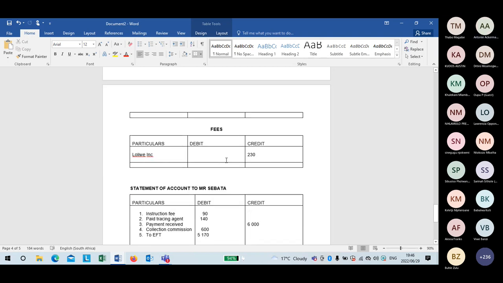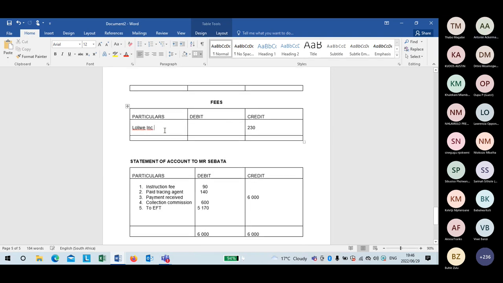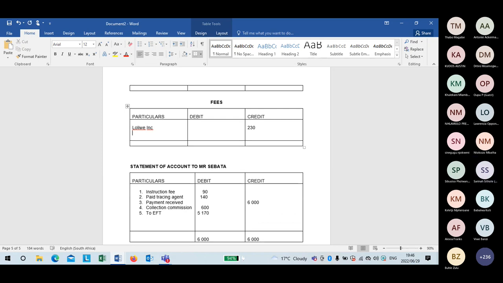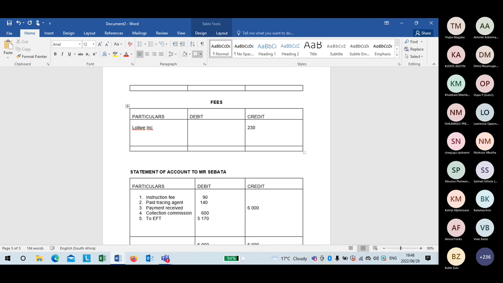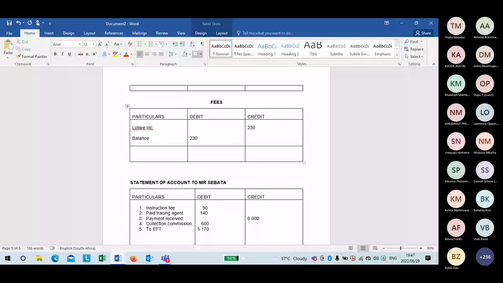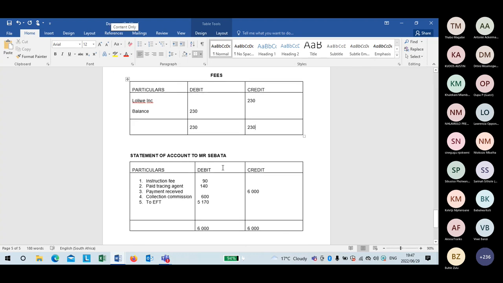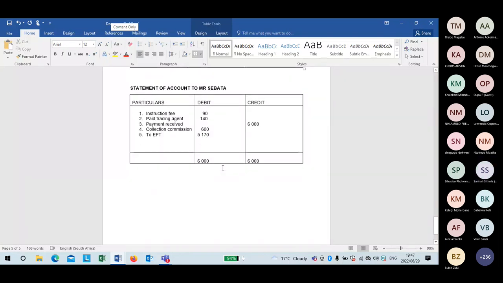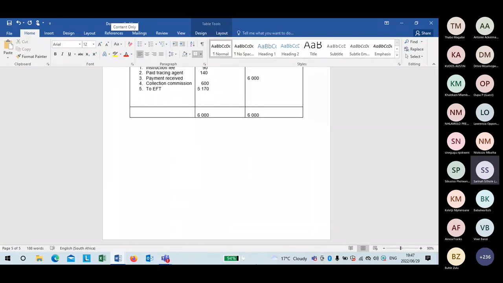And yes, the same will go for your fees. You can simply say here, just below Loliwe Inc., under the fees ledger, you'll say here balance, and you debit 230. And on the balancing figures here, you'll write 230 on the debit side and 230 on the credit side. All right. Yes, thank you, sir. You may proceed. You're welcome.